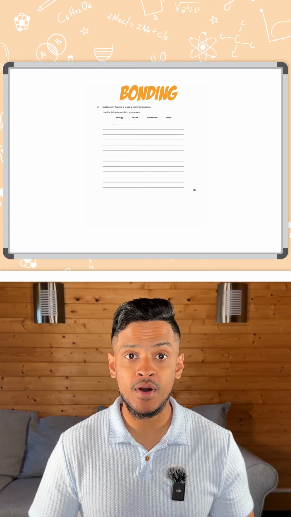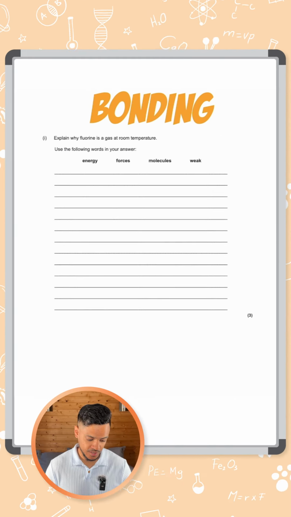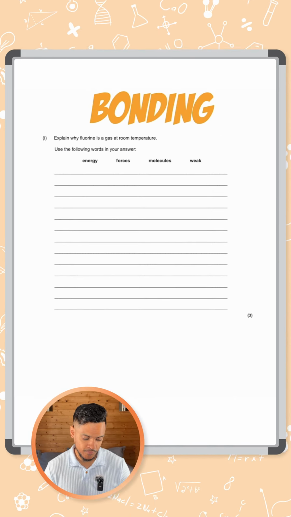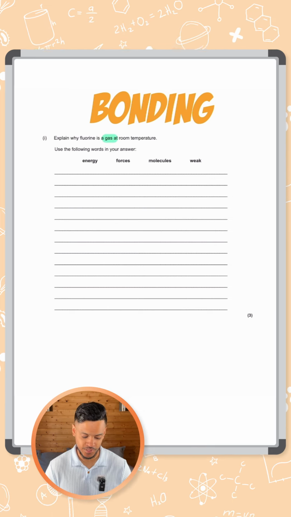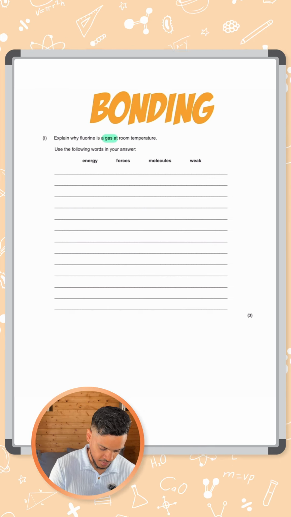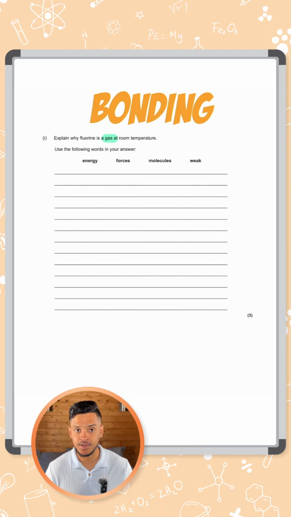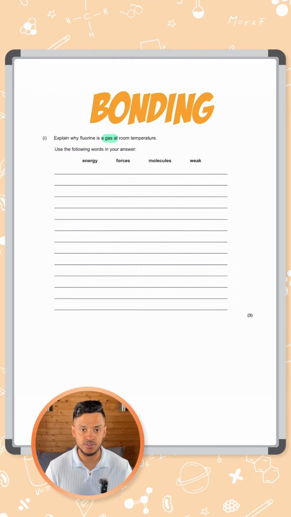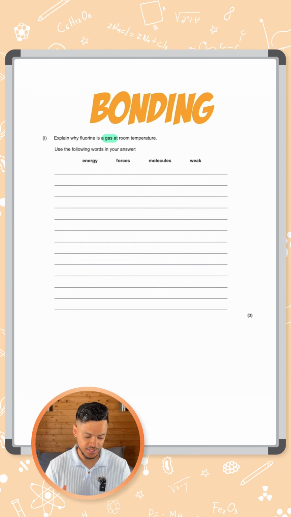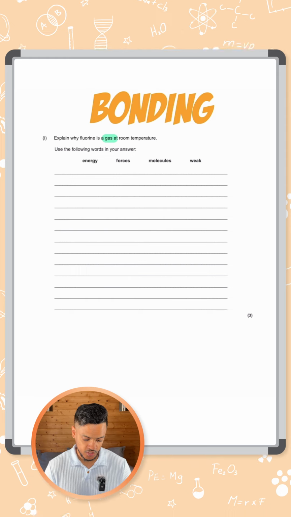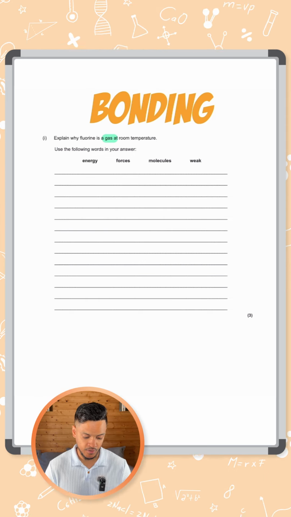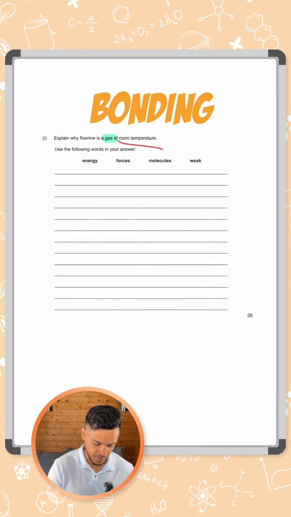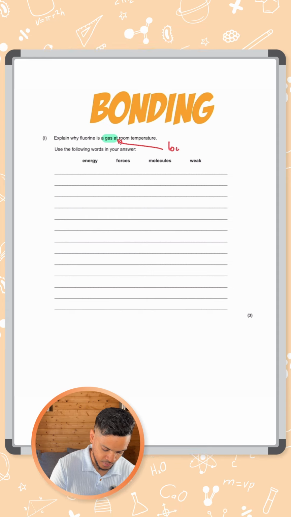Right, we have a 3-marker on bonding here. The question asks, explain why fluorine is a gas at room temperature. So because it's asking about its state at room temperature, it means it wants you to explain why it has a certain boiling point, right? So is its boiling point high or low? If it's a gas at room temperature, it means it has a low boiling point.